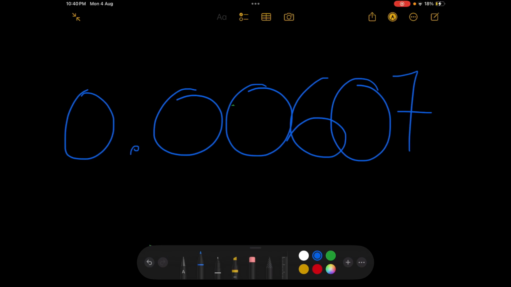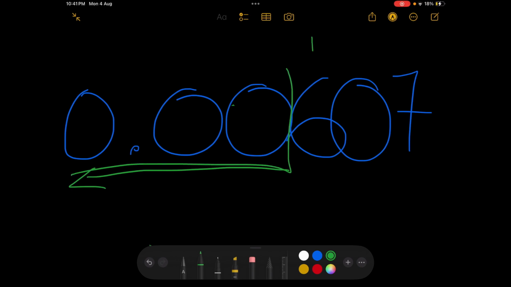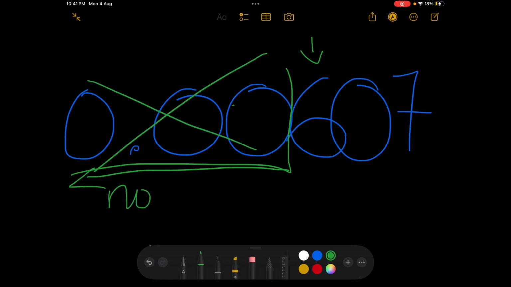Okay, so here we have 3 leading zeros. There's 3 of them because there's 3 zeros before there is a non-zero value. So all of these are insignificant and they're not significant because they're leading zeros. So we can get rid of them.